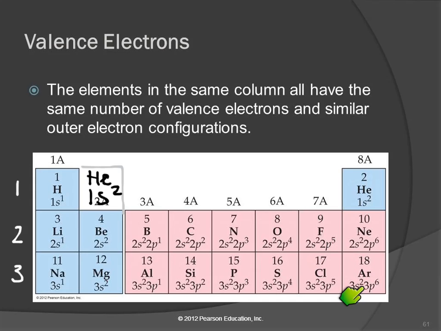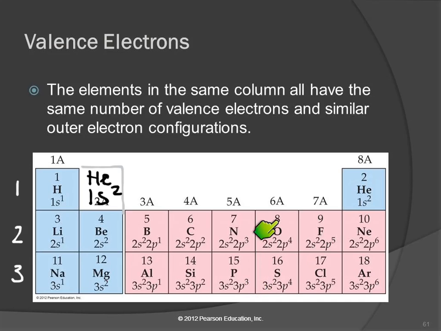Both neon and argon have 8 valence electrons. Their last level, their valence shell, is full, and that is a significant thing. Now, helium doesn't have any p orbitals, but its valence shell is still full. And so that's why helium is over here instead of over here. Because helium is a noble gas and acts like these guys because its valence shell is full.